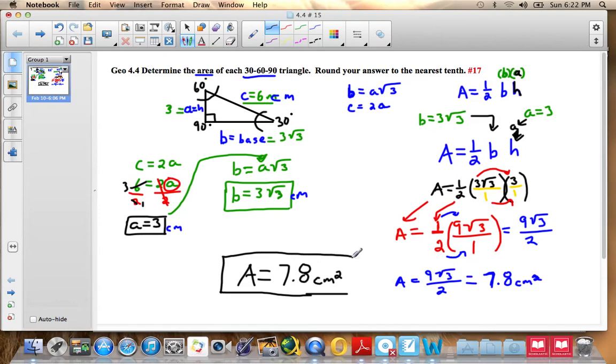Okay, so hopefully this helps you through problem number 17 in finding the area. And it's a little confusing, I know, at first, but keep practicing problems. And just remember, you have to solve this portion over here before you can ever tackle the area. Okay, good luck.